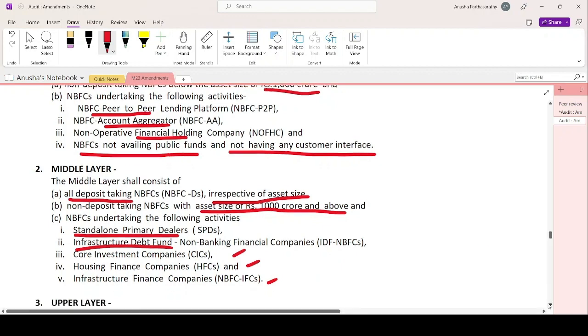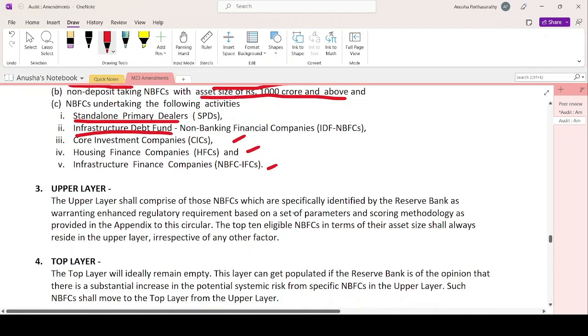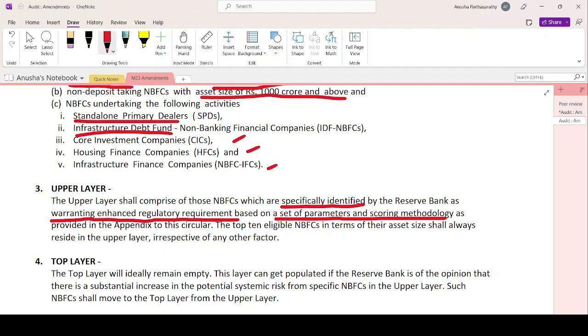Now what will be covered in the upper layer? The upper layer should comprise of those NBFCs which are specifically identified by RBI as warranting enhanced regulatory requirement, based on a set of parameters and scoring methodology as provided in the appendix to the circular. The top 10 eligible NBFCs in terms of asset size shall always reside in the upper layer irrespective of other factors. Quite simple, right? RBI has to specifically state those that warrant enhanced regulatory requirement. I will mention those names.